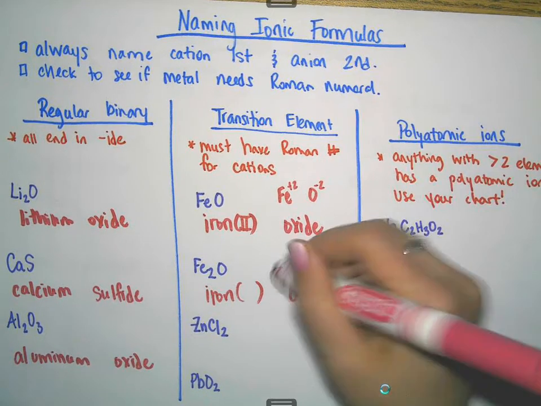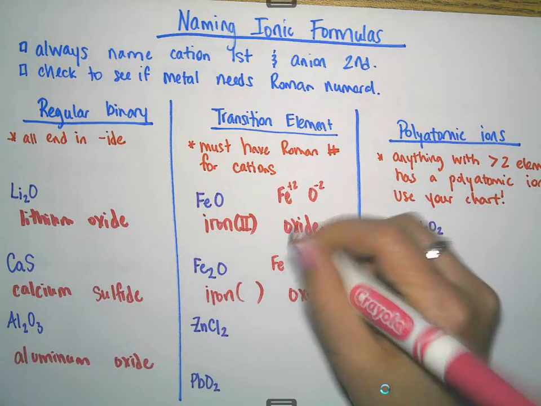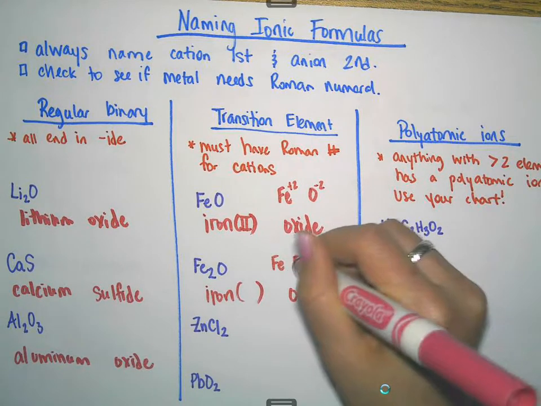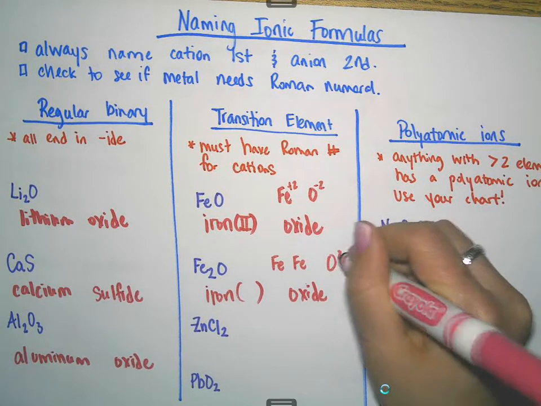This iron oxide has 2 irons, so it's got 2 and it's got 1 oxygen.